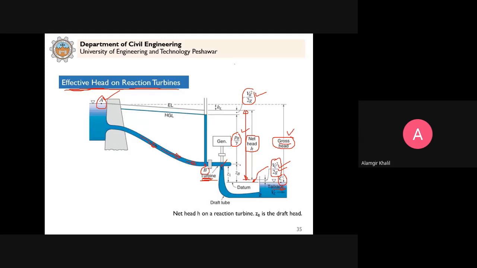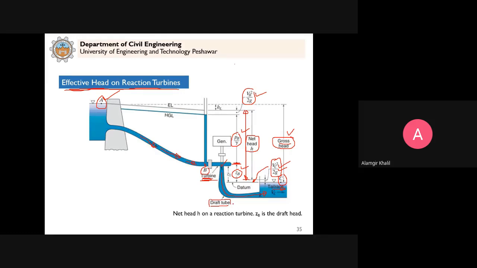If you remember, the net head was up to here in case of the impulse turbine. But in case of the reaction turbine, this ZB is also acting on the turbine. Why is it acting on the turbine? This is due to this draft tube. The draft tube is nothing but an increasing area pipe which is provided, which connects the turbine with the tailwater.